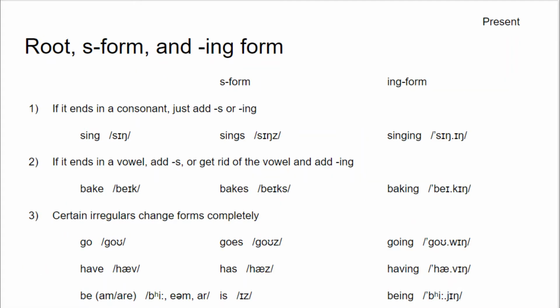S and ing forms are usually pretty easy to make. Most verbs fall into the first category. Just add s or ing, and there's nothing more to it. A few ones end in a vowel, so there's a slight change to the ing form, and, like in any language, there are irregulars. When in doubt, you can always look it up on verbix.com.